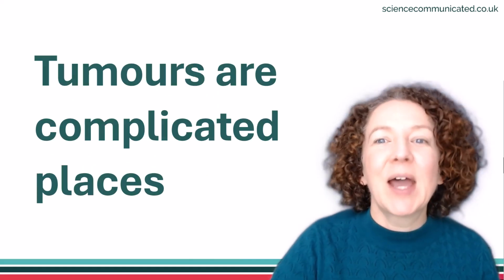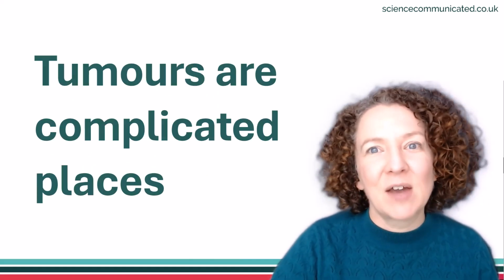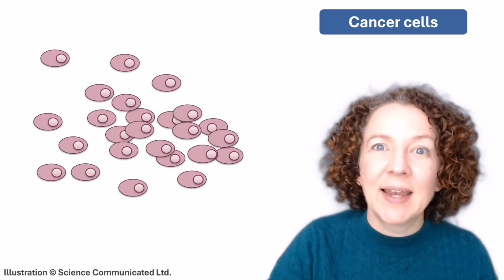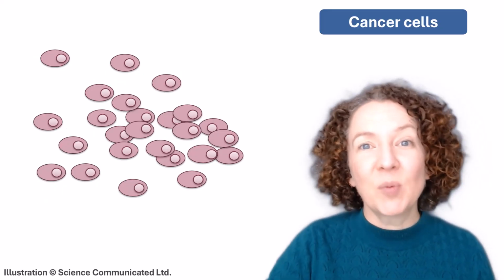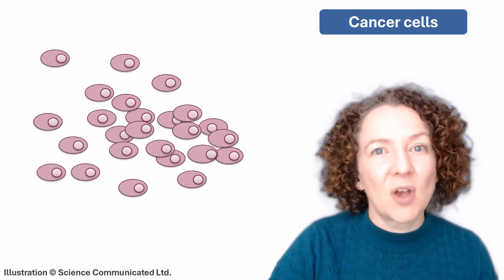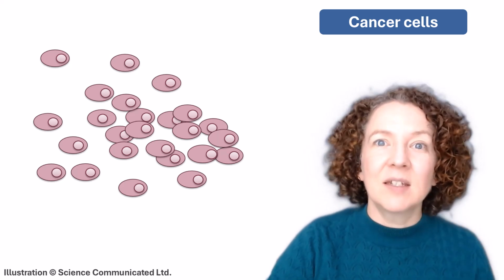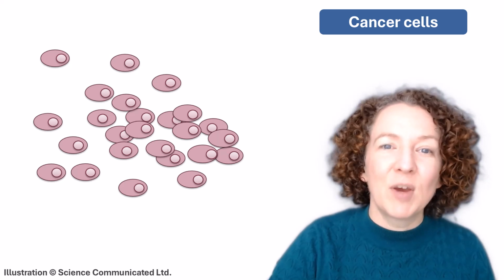In this video, I will explore the types of cells found inside tumours. It goes without saying that tumours contain cancer cells, but you might be surprised to know that cancer cells aren't necessarily the most common cell type. Instead, other types of cell can dominate the environment.